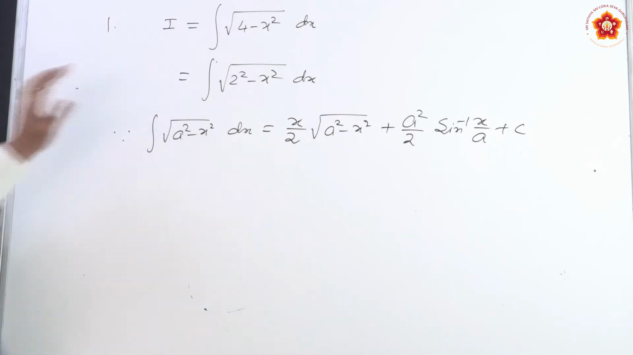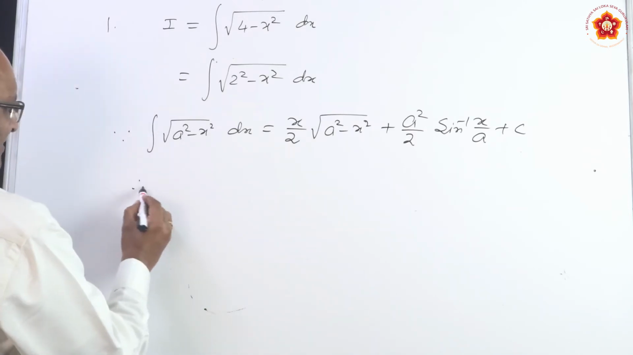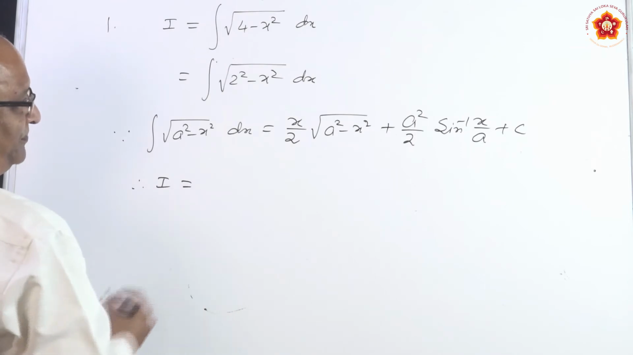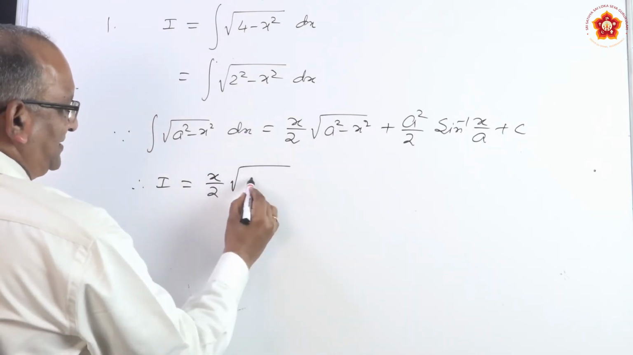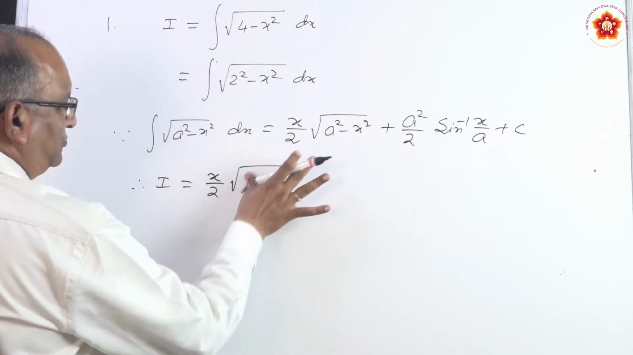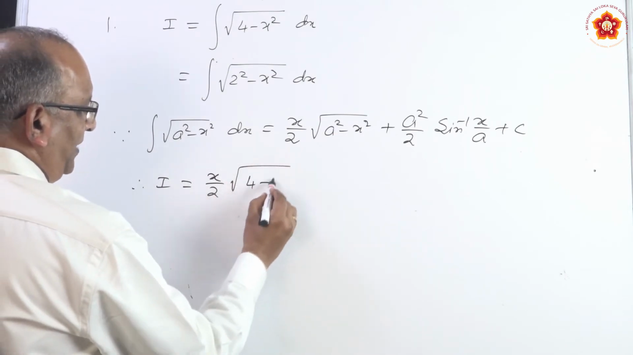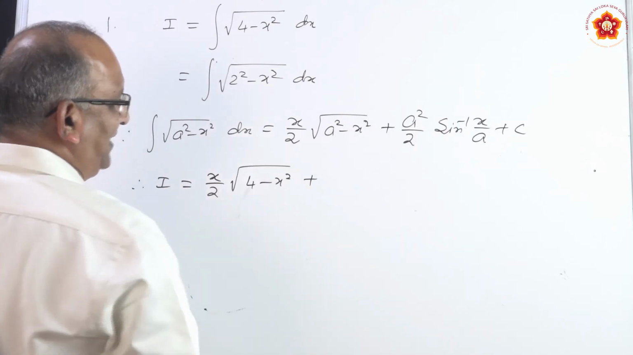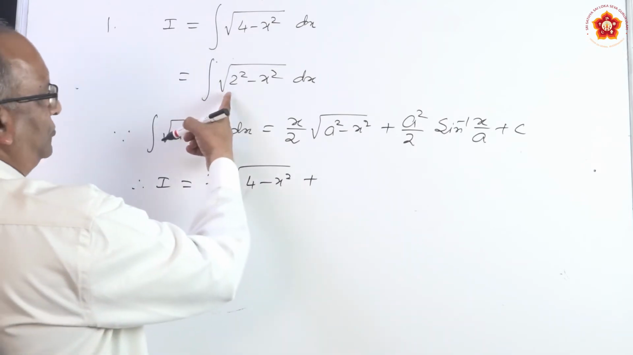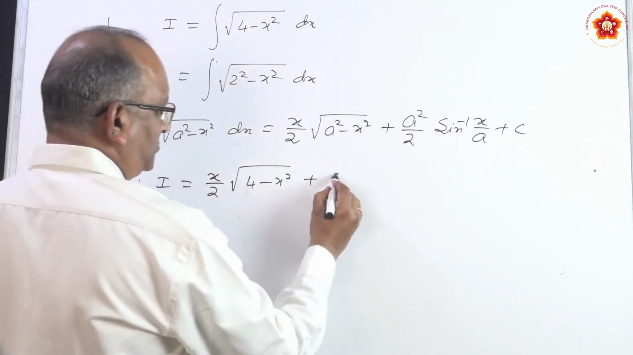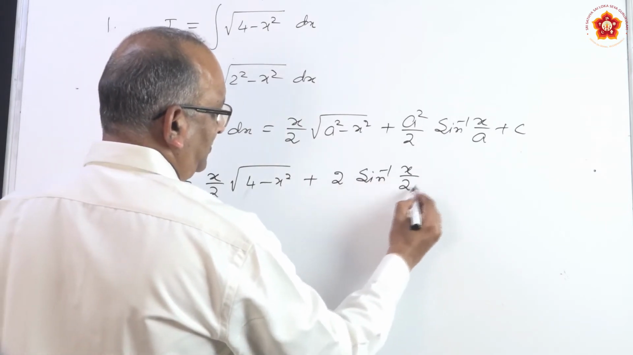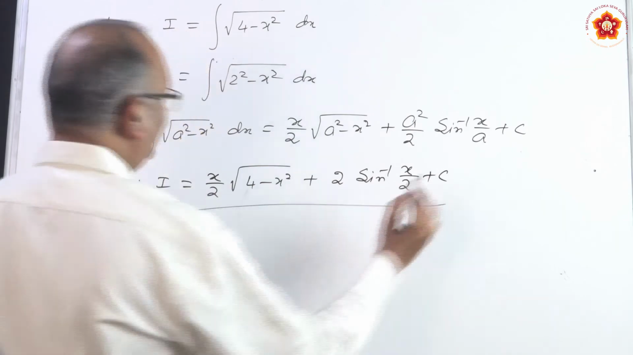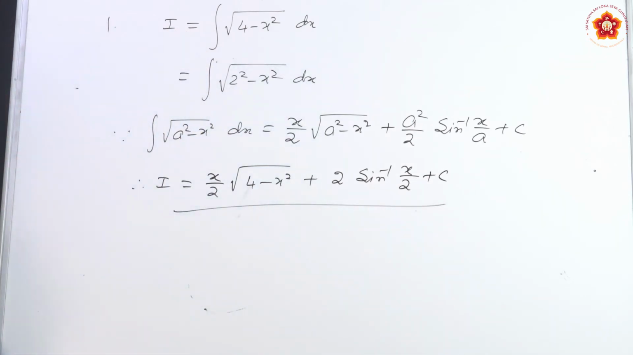So just apply this formula and we can say that I is equal to x by 2 under root of a square minus x square, which is nothing but 2 square, that is 4 minus x square, plus a square by 2. What is a here? 2. 2 square is 4. 4 by 2 is 2. Sin inverse x by 2 plus c. This is the answer.